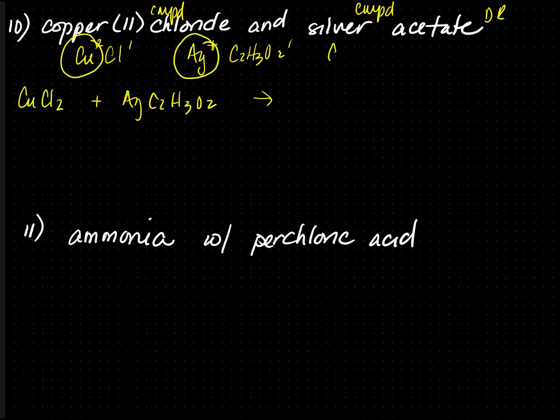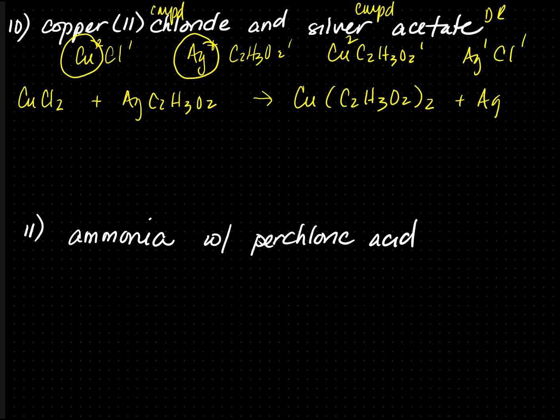Since this is a double replacement, the metals in front are going to replace each other. So copper's new partner is going to be acetate. The charge of copper is 2+. The acetate is still 1-. So crisscross, Cu, we need parentheses, C2H3O2, parentheses 2, plus Ag's new partner. Ag is 1+, Cl is 1-, plus AgCl. Next, let's balance. There are 2 acetates on the right side, so I need a 2 in front of silver. That means I need a 2 in front of silver chloride, and the chlorines are also balanced.